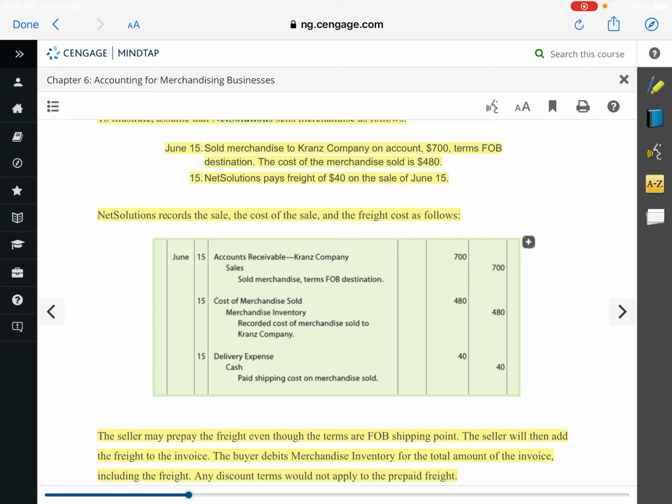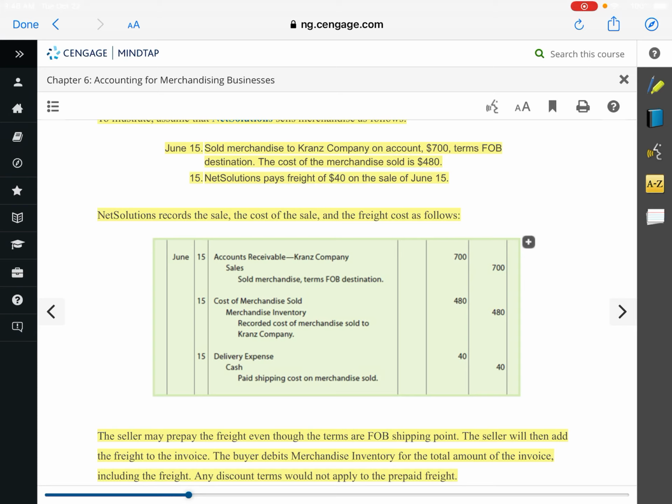Okay? Was this a cash transaction or was it a sale on account? How do we know? Yeah, it says it right there in the first sentence. So you have to be sure and read the entire question so that you know what's being asked. All right, so on June 15th, we sell merchandise to this company on account for $700.